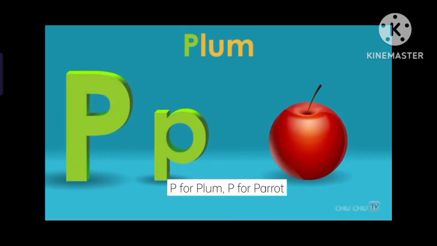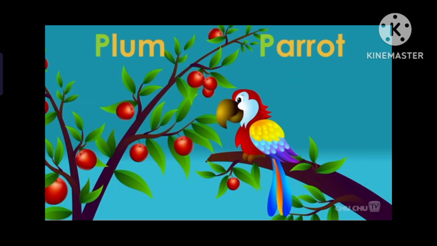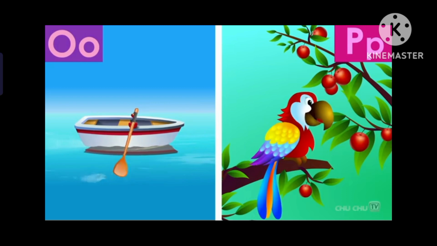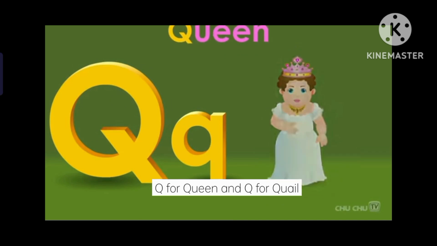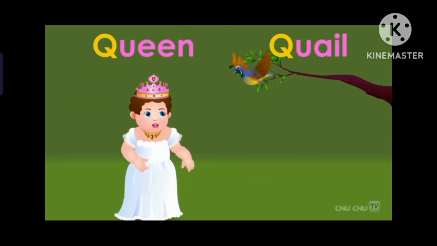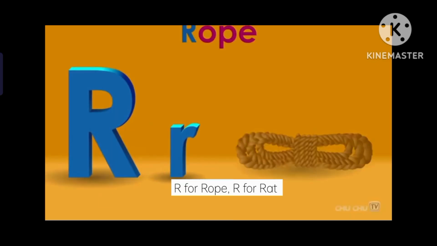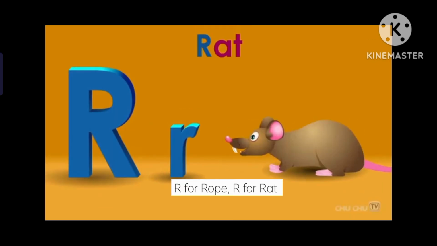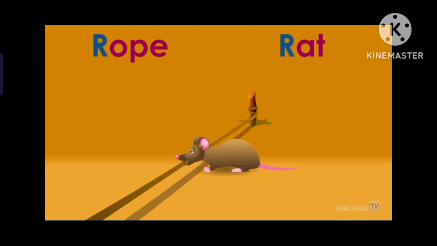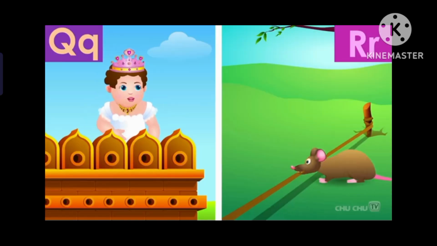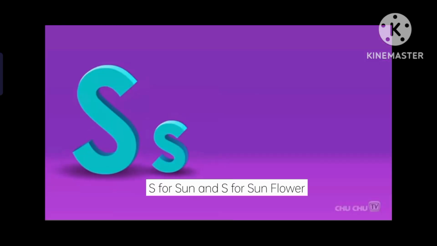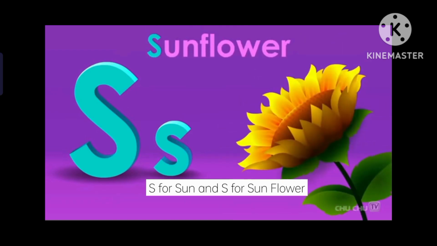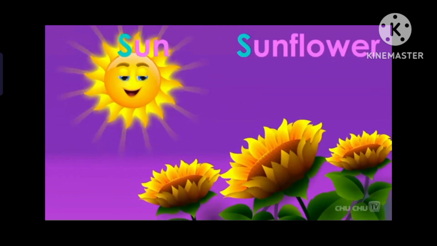P for plum, P for parrot. Q for queen and Q for quail. R for rope, R for rat. S for sun and S for sunflower.